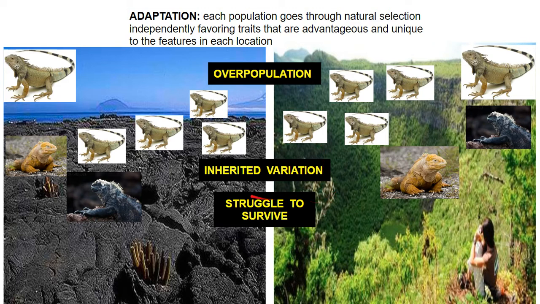The environment is going to favor some organisms, and others are going to succumb to disease. They're not going to be able to get enough food for whatever reason. They may not be able to attract mates, but there is going to be a struggle to survive and a struggle ultimately to breed. So if we look at this island first, who's going to make it here?